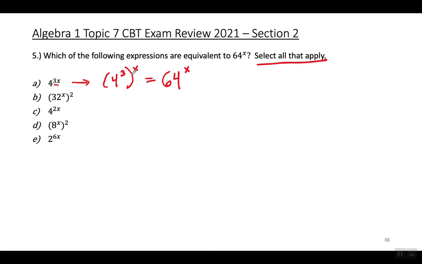But I wrote it like this because that allows me to do 4 to the 3rd power. 4 to the 3rd power is 4 times 4 times 4. That's going to give you 64, and I'm left with that x. And that's equivalent to what they had here, so this one is correct. This is one of the correct answers, okay?